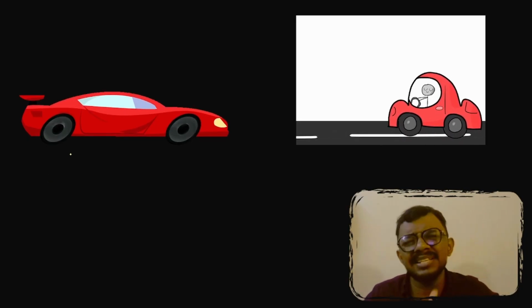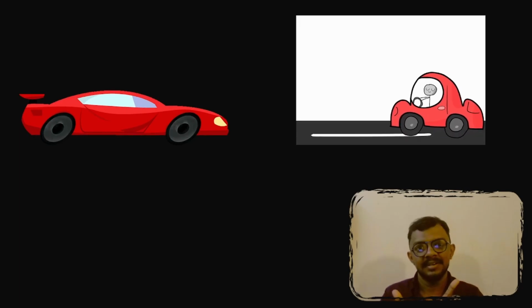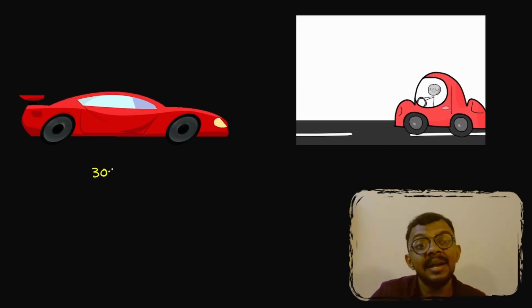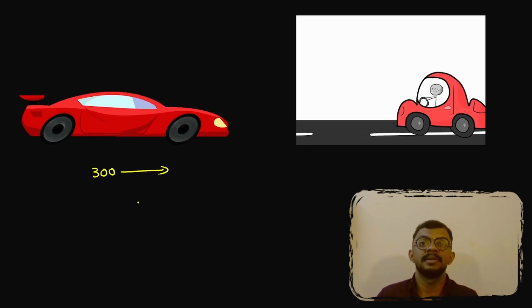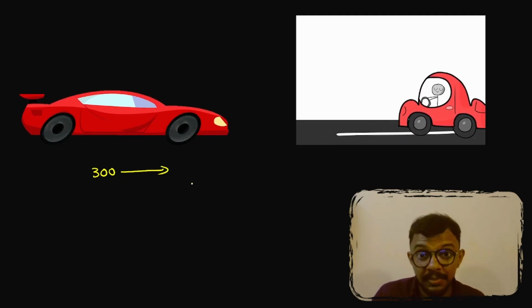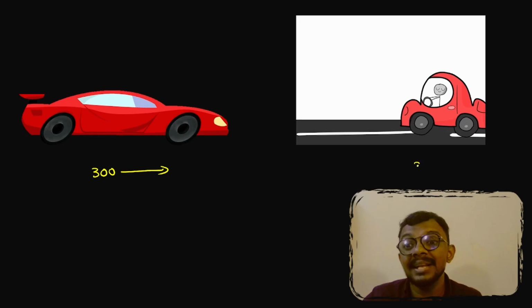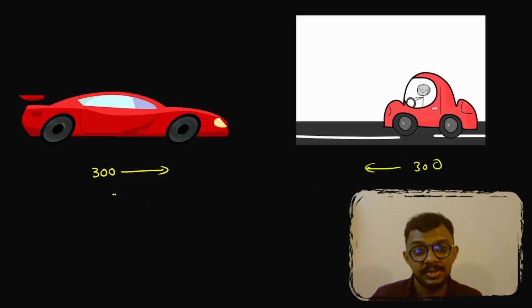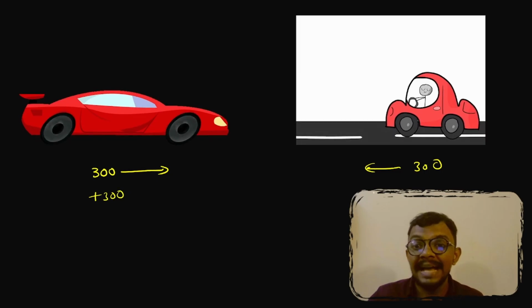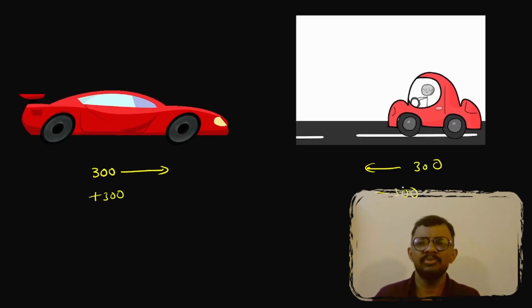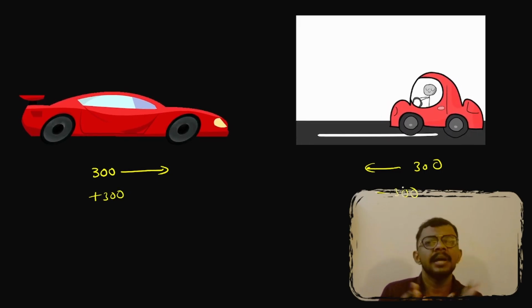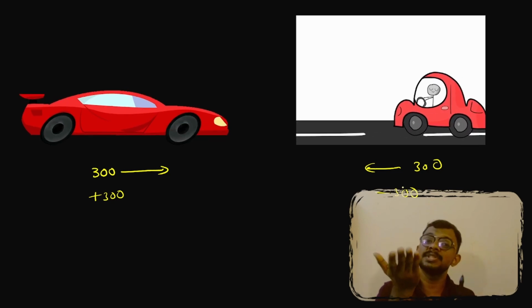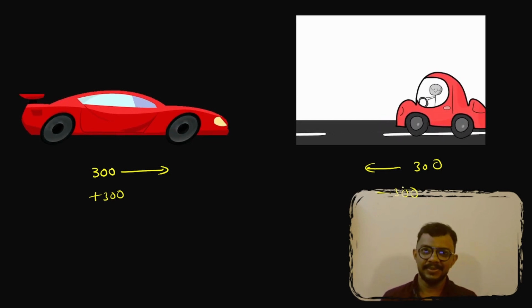Another example: sometimes in order to represent direction, we use negative numbers. A car moving 300 meters rightward is usually taken as positive. A car moving 300 meters leftward is taken as negative. So this is plus 300 and this is minus 300. Why? If you represent it like this, it will help a lot in calculation. Sometimes moving upward is taken as positive, and moving downward is taken as negative.